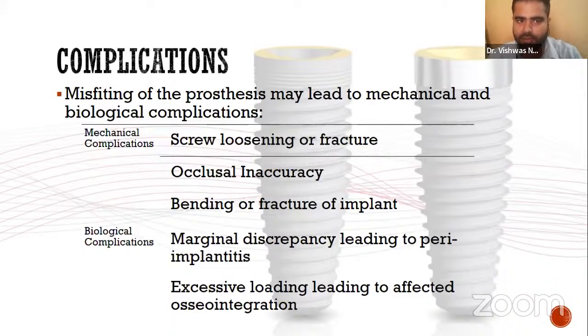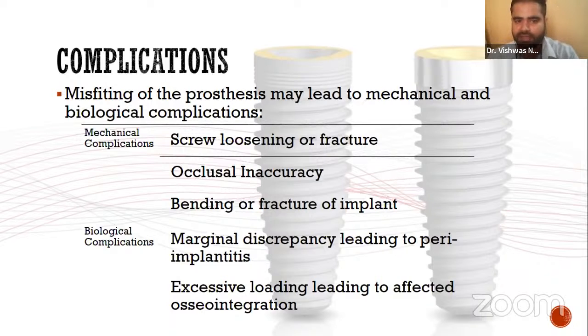If we don't follow this correctly, what complications are we going to face? The first are the mechanical complications. It could be screw loosening or fracture of the screw, occlusion inaccuracies, or bending or fracture of the implant. Or it can be a biological complication, like marginal discrepancy leading to peri-implantitis, or excessive loading leading to affected osseointegration.